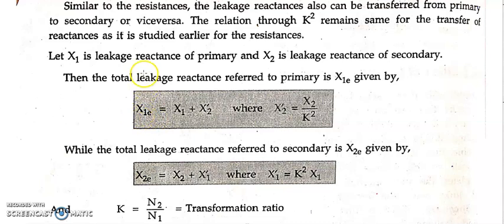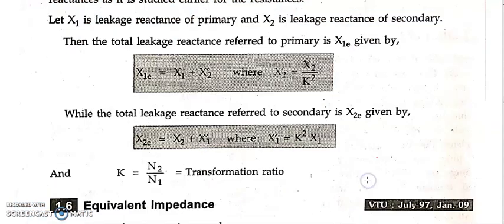So X1E is the leakage reactance when referred to the primary. In similar ways we can write leakage reactance when referred to the secondary, that is X2E. The formula remains the same as that of R2E. R2E was equal to R2 plus R1 dash. Similarly, X2E will be equal to X2 plus X1 dash. Just replace R by X. And R1 dash was equal to K square into R1, and here X1 dash is equal to K square into X1. Remember, your K value will always be the same: K is N2 by N1 equal to V2 by V1 equal to I1 by I2. That is the formula you need to remember.